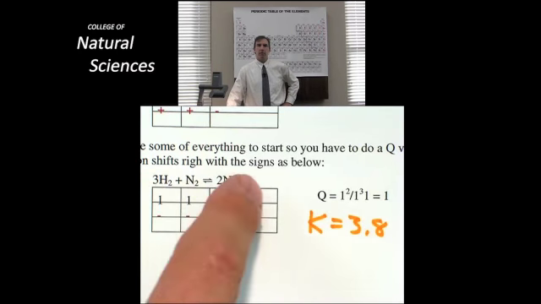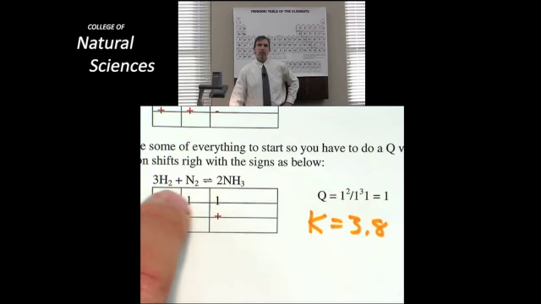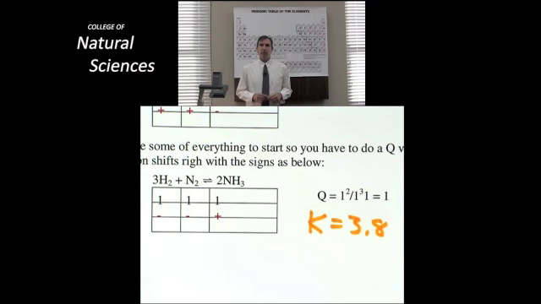That can only happen if the amount of ammonia gets larger and the amount of the hydrogen and the nitrogen gets smaller. So I have minus signs for the stuff on the left and a positive sign for the stuff on the right.